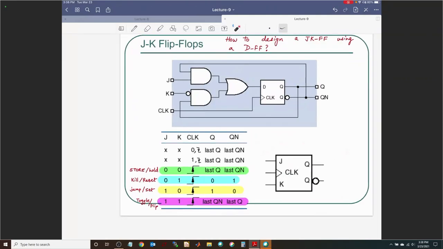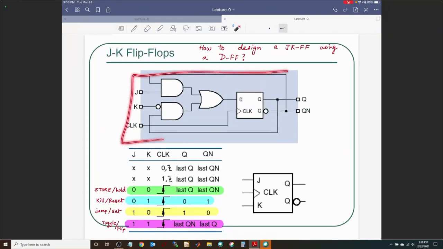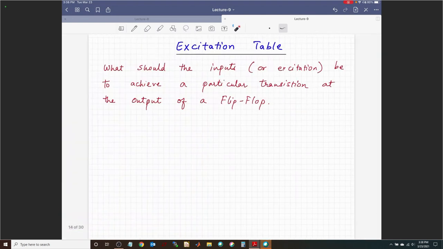Now let's come back to this. How did we draw this? Where did this come from? How did we design a JK flip-flop using a D flip-flop? That's the question. And to answer that, we need to start talking about a new type of table. Not a truth table, not a characteristic table. In fact, it is the opposite of the characteristic table. It is the excitation table.